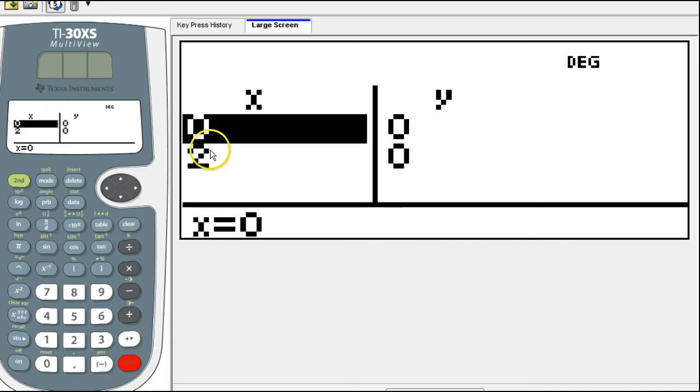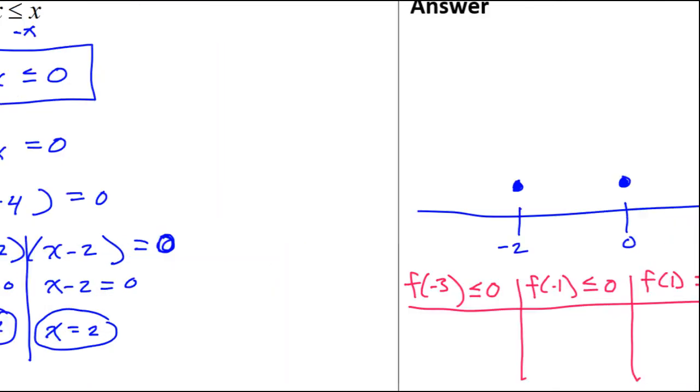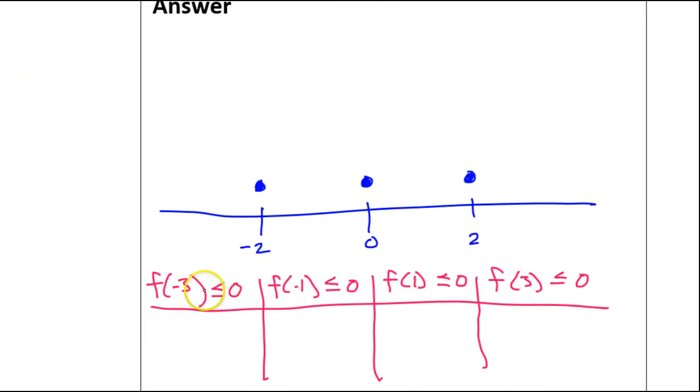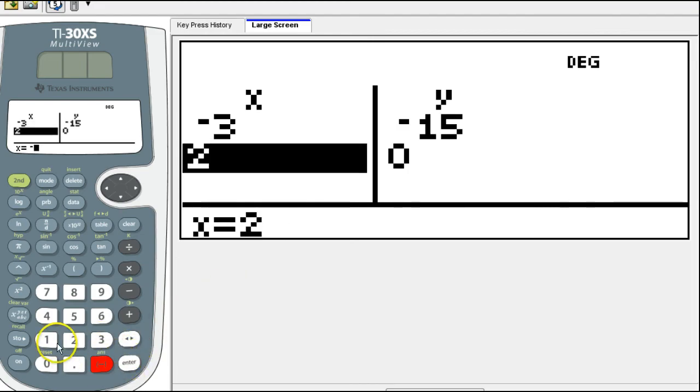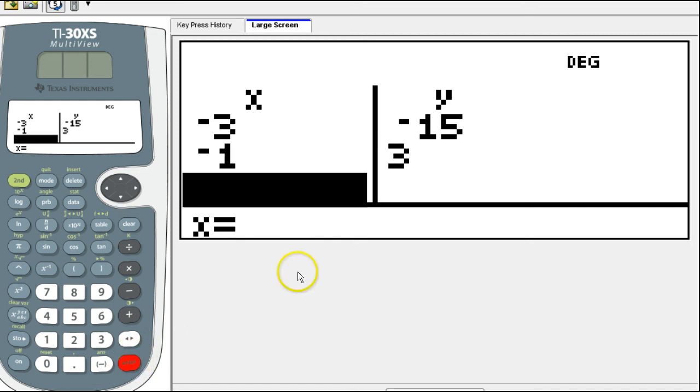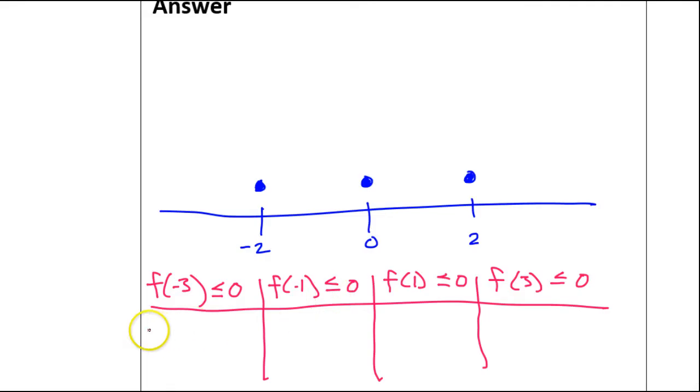We can only do 3 values at a time, and we've got 4 values that need to be checked. So I'm going to do 2 and 2. Let's start with negative 3 and negative 1. So here's negative 3 and here's negative 1. That's negative 15 and 3. And the question is, are these less than or equal to 0?